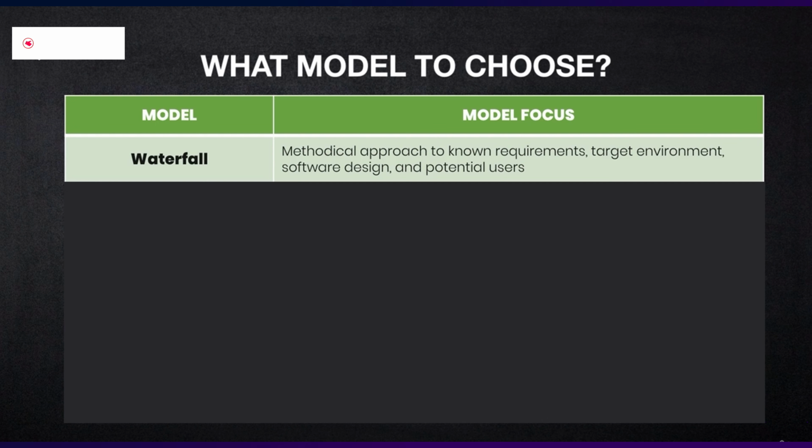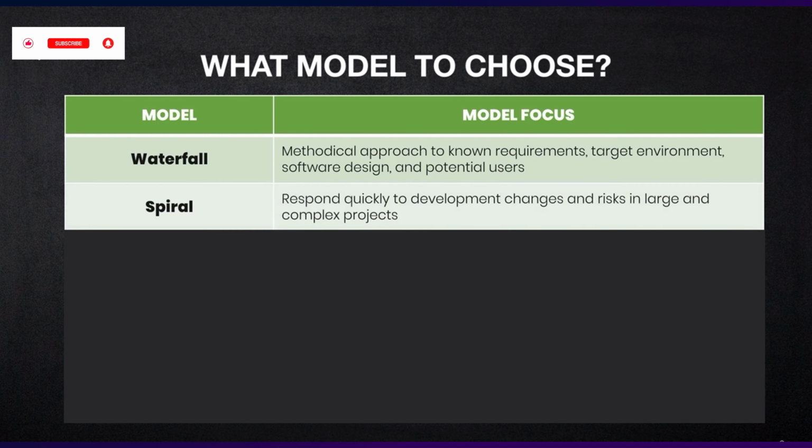You'd want to use the waterfall model for critical applications or any kind of application that processes sensitive data, those kinds of things. We would use the spiral model if we want to respond quickly to development changes and risk in a larger, complex project. So in this case, if we want to quickly introduce new changes to the product from a software risk standpoint, this is the model we want to use. Keep in mind, risk doesn't mean security risk. It means risks to the software product itself.